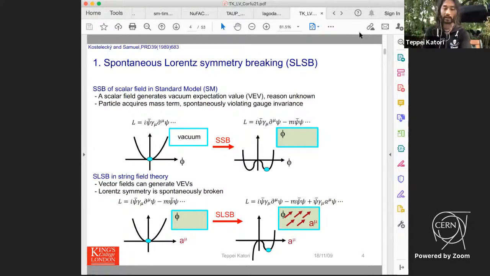So similar things could happen for high energy theories, such as string field theory. So one of the cubic terms of a vector field, if they make SSB, then the universe could be saturated by the vacuum expectation value of a vector field. And then in this way, Lorentz symmetry is broken in appearance, but the fundamental theory is not broken. Okay.